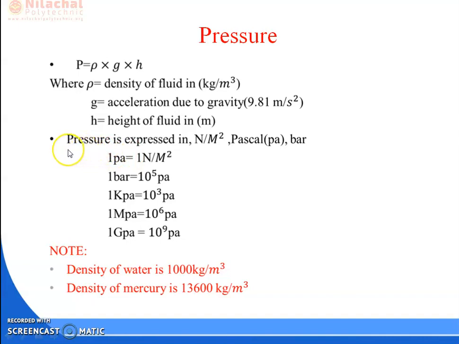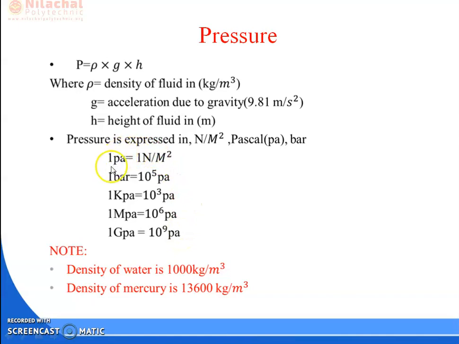And we should know what the unit of pressure is. Pressure is expressed in Newton per meter square, since pressure is equal to F by A. Force unit is Newton, area unit is meter square, so Newton per meter square, or Pascal, written as Pa or bar. 1 Pascal is equal to 1 Newton per meter square, 1 bar is equal to 10 to the power 5 Pascal, 1 kilopascal is 10 to the power 3 Pascal, megapascal is 10 to the power 6 Pascal, gigapascal is 10 to the power 9 Pascal.